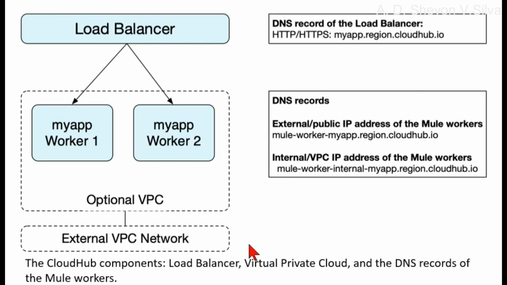When setting up your own load balancer, you can access these IP addresses through the Mule worker internal myApp.region.cloudhub.io record within the Anypoint VPC. If you access the workers directly, any load distribution benefits from the CloudHub load balancing layer are lost. Here you can see the load balancer is connected to myApp worker 1 and myApp worker 2. They are in an optional VPC, and the optional VPC interacts with the external VPC network.